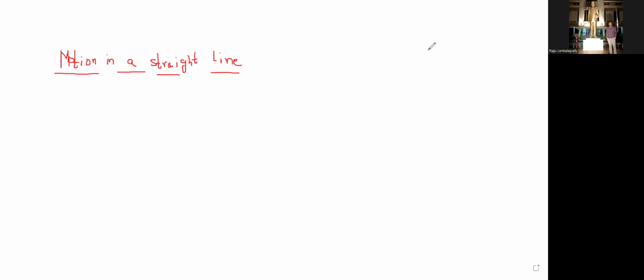Okay, now we start the new chapter. That is motion in a straight line. Motion in a straight line is generally called kinematics in 1D. Generally we call it kinematics.